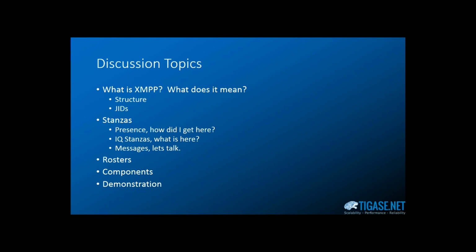We have a few discussion topics covered in this video, starting with a brief discussion about XMPP and what it means, the structure of XMPP, going over JIDs, talking about stanzas, the three types of stanzas that are available, presence, IQ, and messages, a short discussion about rosters as well as components, and finally, a demonstration of some of these concepts in action.